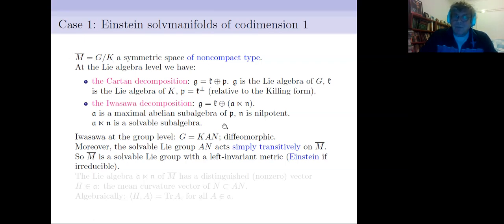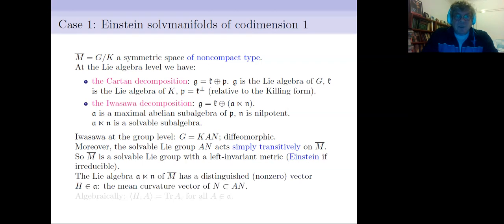So if our space is irreducible, then it's Einstein. And so we have a solvable manifold, we have a solvable metric, a solvable Lie group. And then in addition, it is Einstein, right? Now, what do we do with this?